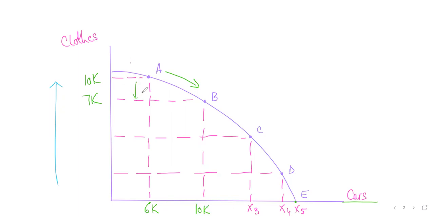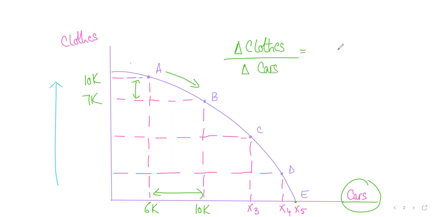So how many units of clothes did you have to give up? What was the change in the quantity of clothes? That will be in the numerator, because this is the product that you're giving up. I did tell you yesterday that whatever product you're giving up, that will be in the numerator, and the product that you're getting in place of that will be in the denominator. So how much is the increase in the quantity of cars? That will be delta cars.